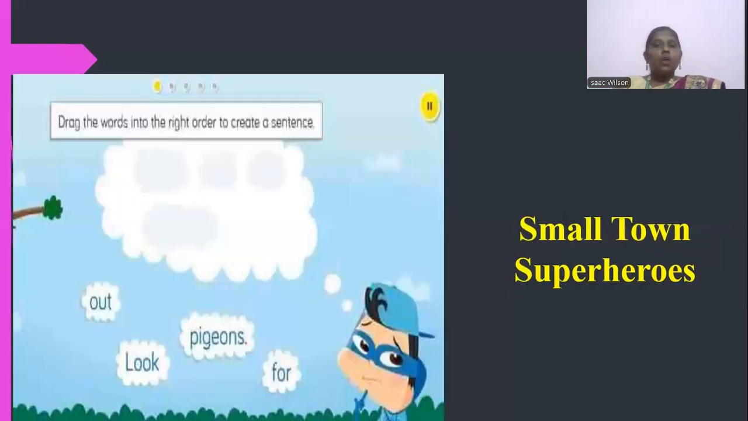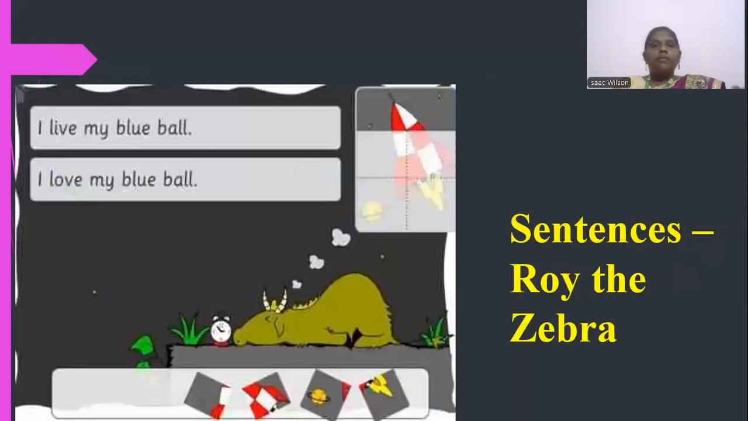And we have Small Town Superheroes. Again, it is sentence scrambles. We have to frame the correct sentences, and these are the shots I took while doing it. And we have Sentences with Roy the Zebra. Again, it is, I live my blue ball or I love my blue ball. What is correct? You have to select it. And a timer would be there.